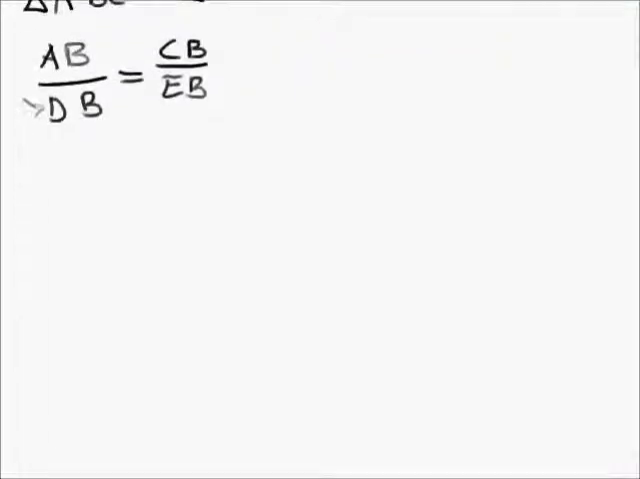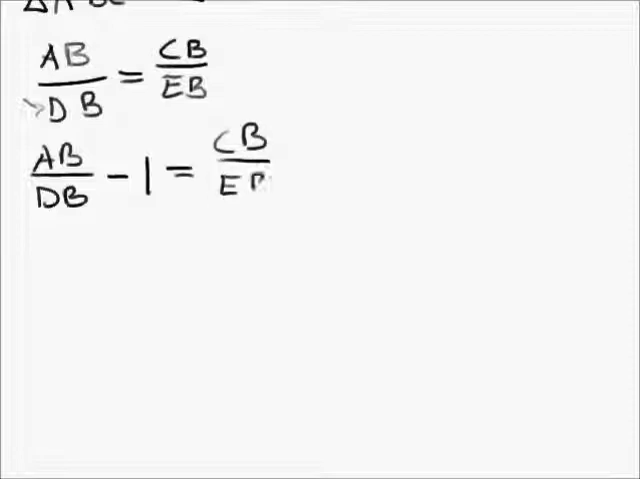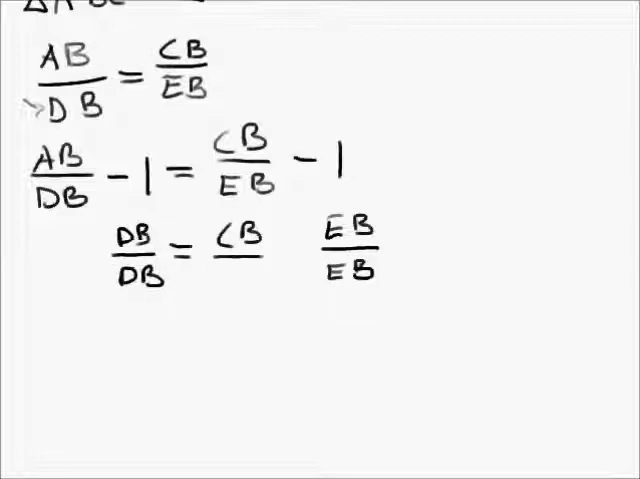Now we can't just subtract it willy-nilly, but the fact that it's the denominator is going to help us out a lot. We'll take AB over DB, and I'll subtract 1. And that's going to still be equal to my right-hand side, so long as I subtract 1 from that side too. Why 1? Well, DB divided by itself is equal to 1. Likewise, EB divided by itself is equal to 1. So now we have CB divided by EB over here, and AB divided by DB over here.